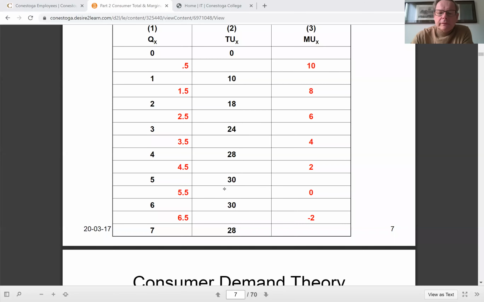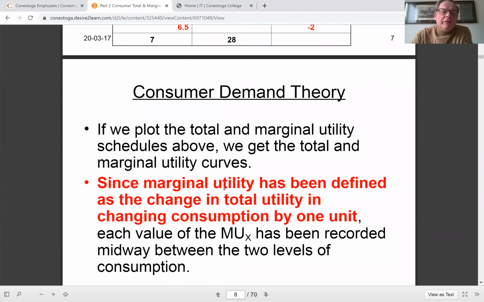Okay, here we go. So if we plot the total and marginal utility schedule that we got from above, we get the total and marginal utility curve. Marginal utility has been defined as the change in total utility from changing consumption by 1 unit. Each value of the marginal utility of x has been recorded midway, once again emphasizing that marginal utility must be recorded in the middle between the two levels of consumption.